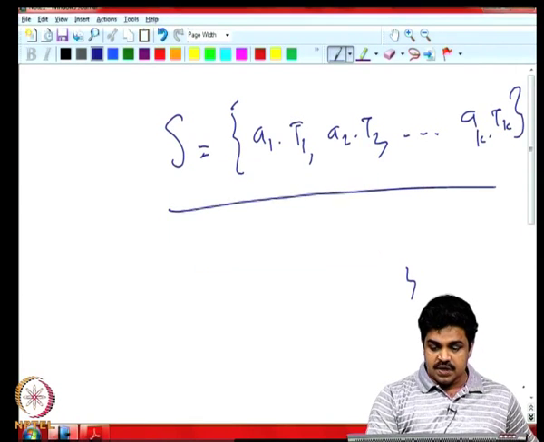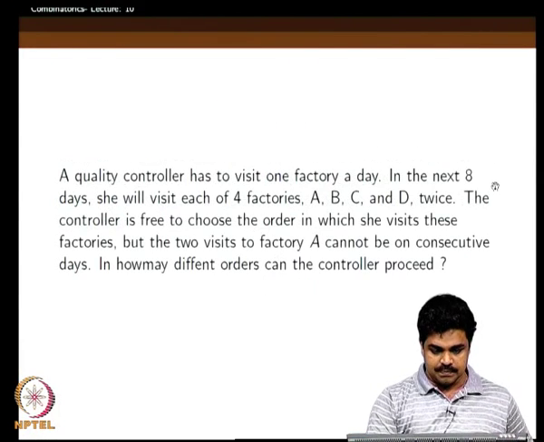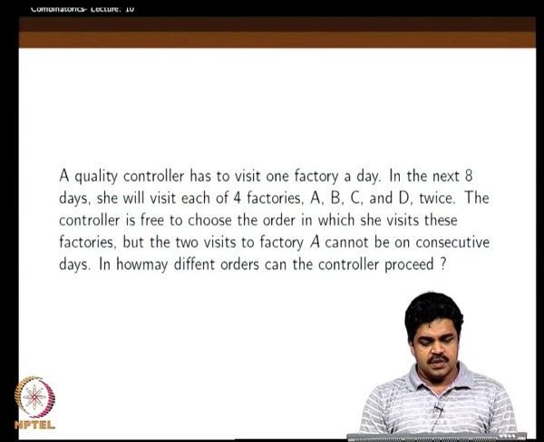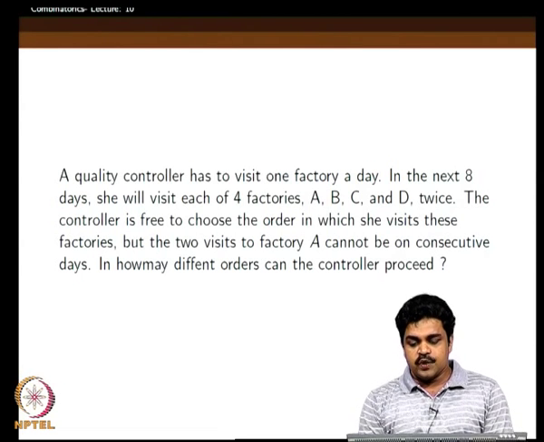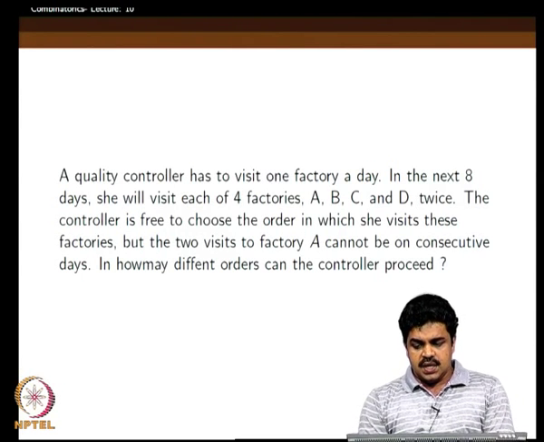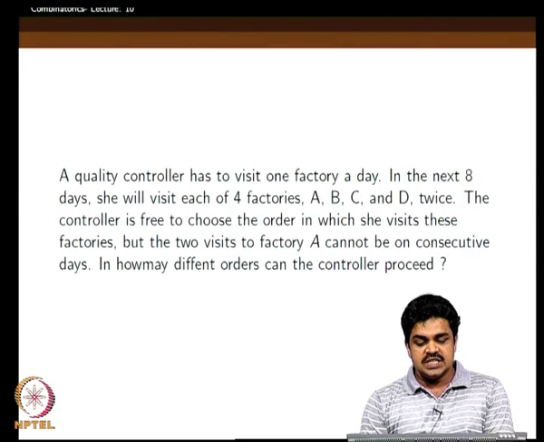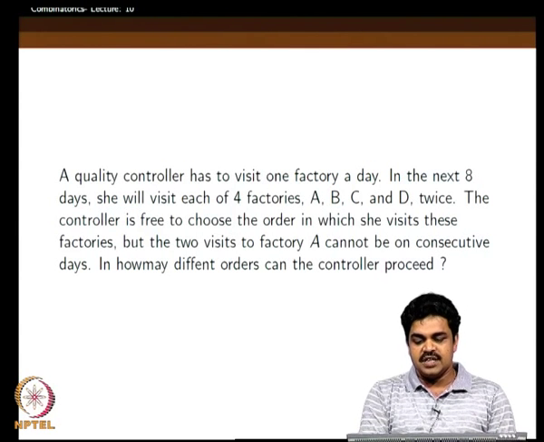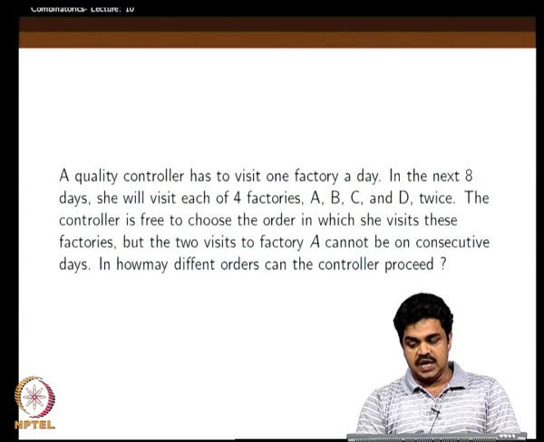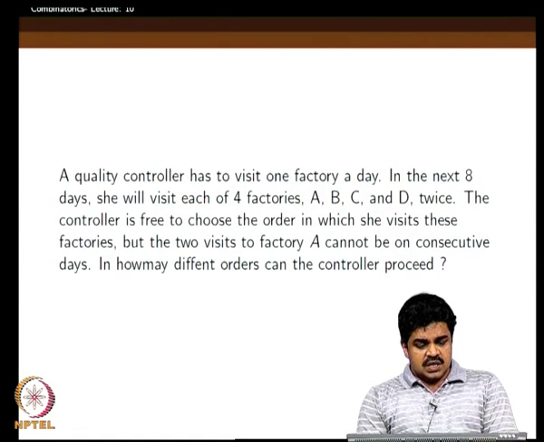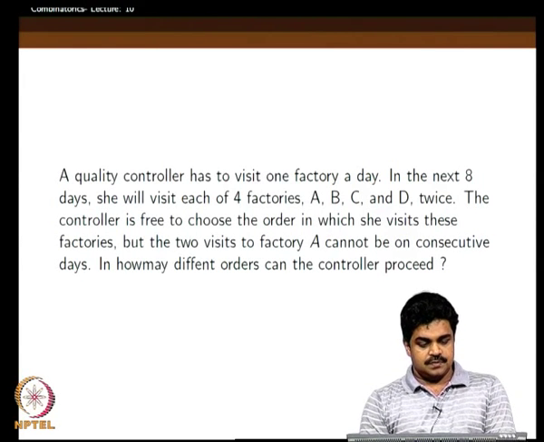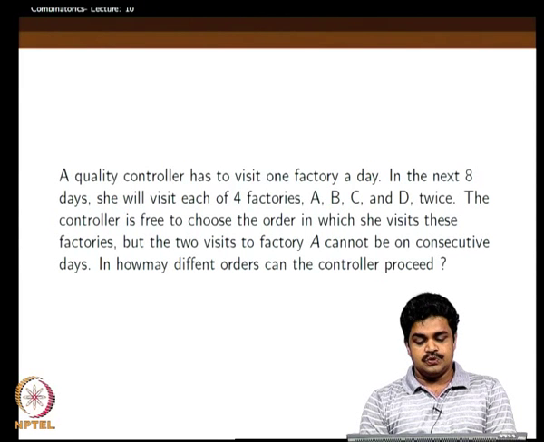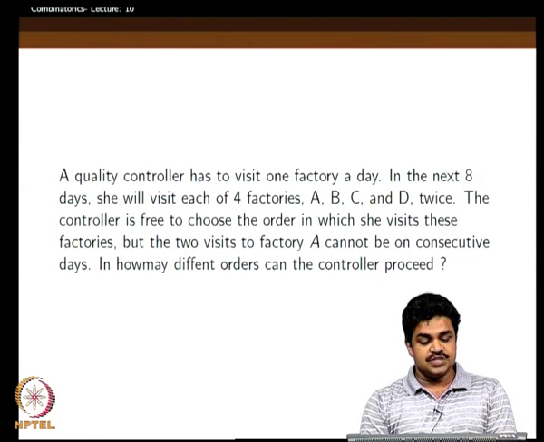Now, our plan in this class is to look at some examples. So, we start with this example. A quality controller has to visit one factory a day. In the next 8 days, she will visit each of 4 factories. The factory names are A, B, C and D, and each factory will be visited twice. The controller is free to choose the order in which she visits these factories, but the 2 visits to factory A cannot be on consecutive days.